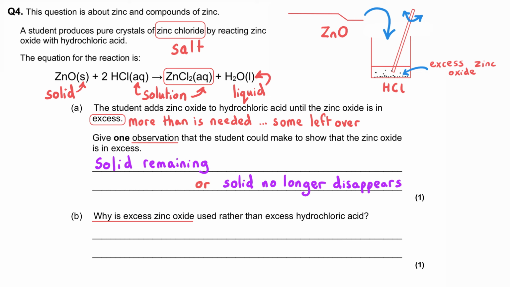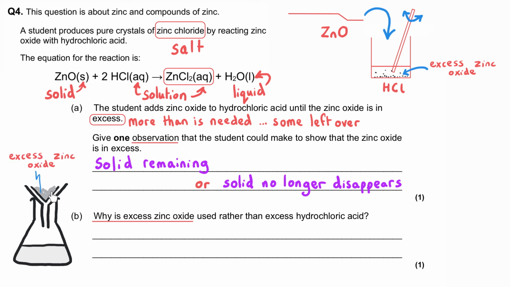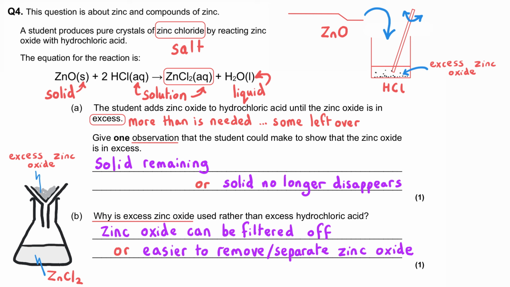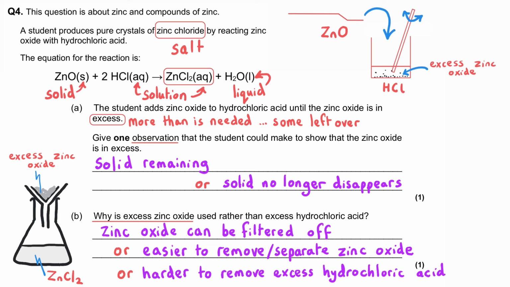And if our excess is a solid, like zinc oxide is, it can be filtered out. And so the excess zinc oxide would be caught in the top of the filter paper as a residue, and the zinc chloride solution would collect as a filtrate in the conical flask. And that separation is going to be very easy. And so we could say that the zinc oxide can be filtered off. That would get us the mark. Or we might say that it is easier to remove or separate the zinc oxide. Or we could have the converse and say it is harder to remove the excess hydrochloric acid.